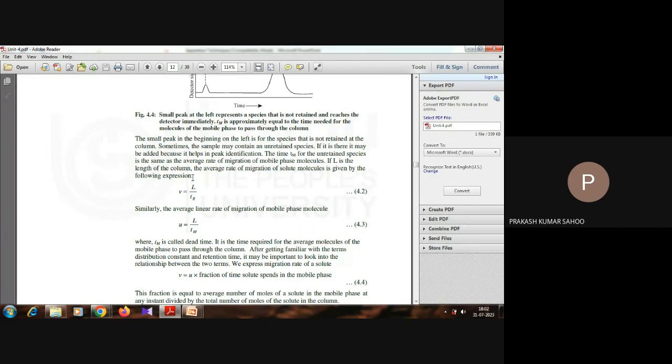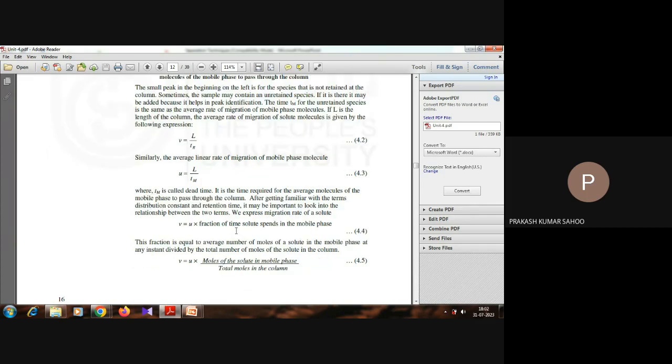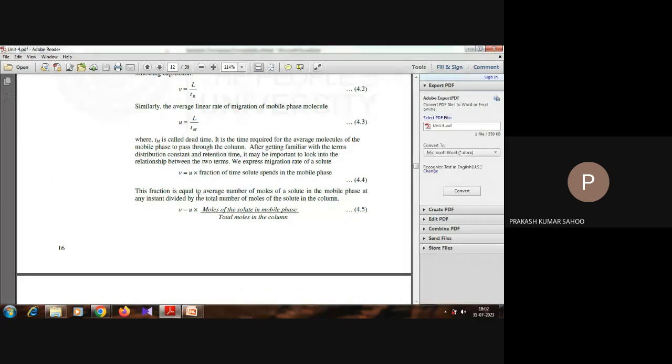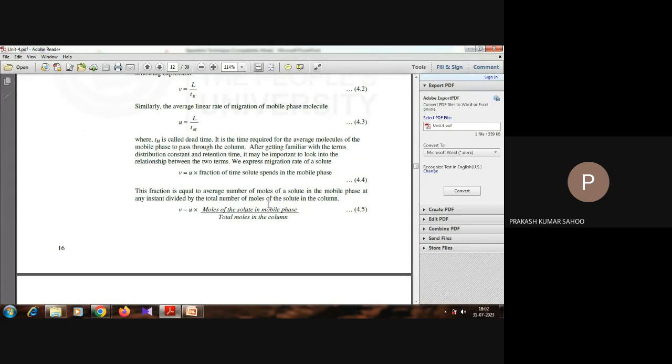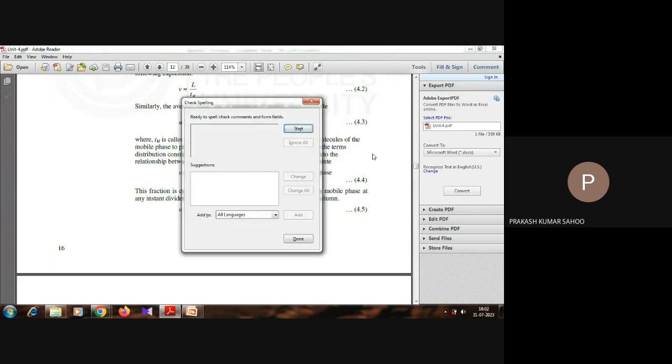So we have V equal to L by tR. Similarly, the average linear rate will be u equal to L by tM, the length of the column divided by time tM, where tM is the dead time and tR is the retention time. It is the time required for the average molecule of the mobile phase.